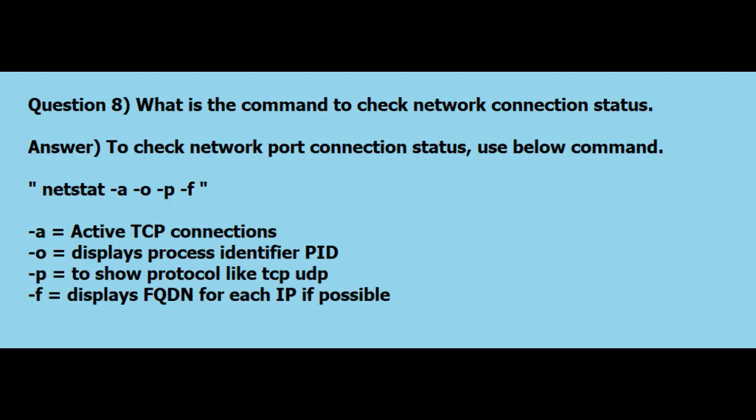Question 8. What is the command to check network connection status? Answer. To check network port connection status, use the below command: netstat -aopf. Where switch A means active TCP connections, switch O displays the process identifier (PID), switch P shows the protocol like TCP or UDP, and switch F displays the FQDN for each IP if possible.